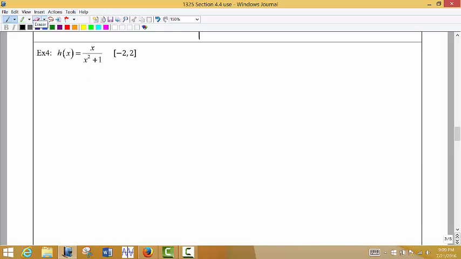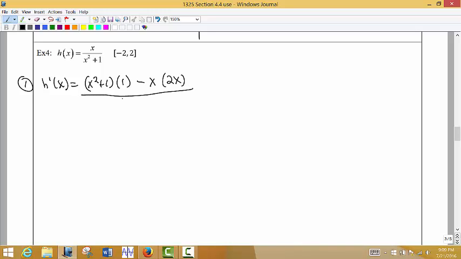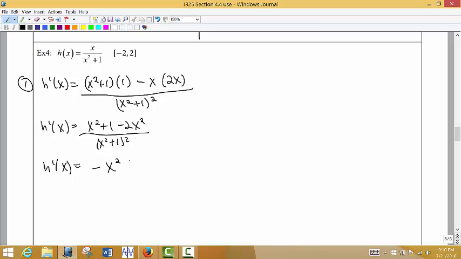Alright, so in this example we're going to do the same thing. We have our closed bounds. We're going to find the first derivative. Okay, so this is our quotient rule. It's the denominator times the derivative of the numerator, which is 1, minus the numerator times the derivative of the denominator, all over that denominator squared. Since I'm going to use this, I am going to simplify. So I get x squared plus 1 minus 2x squared. And then we're going to add like terms at the top, so I get negative x squared plus 1 all over x squared plus 1 squared.